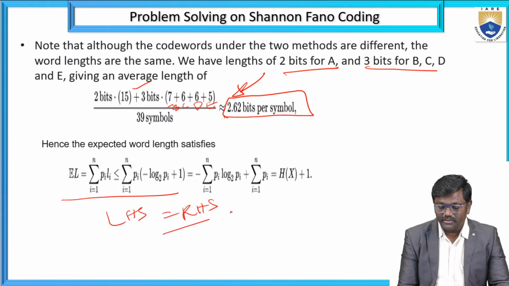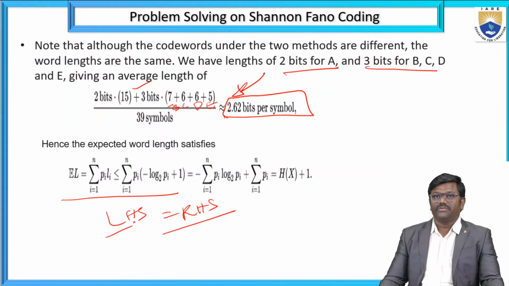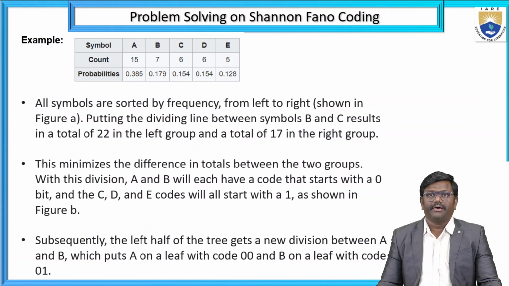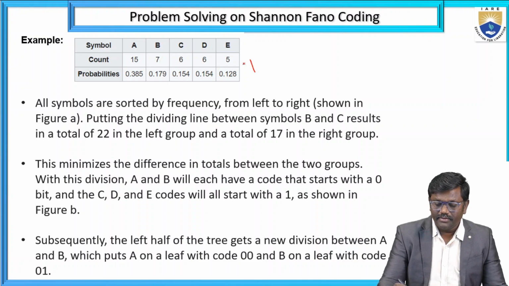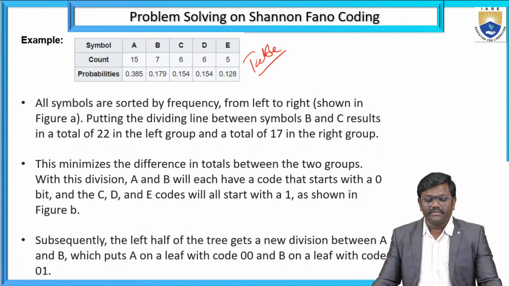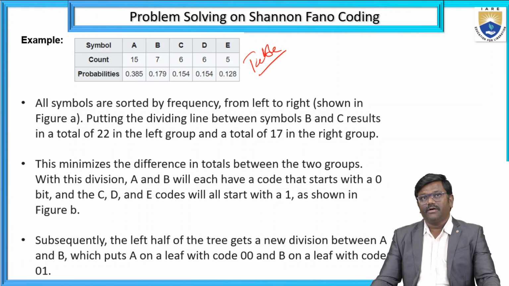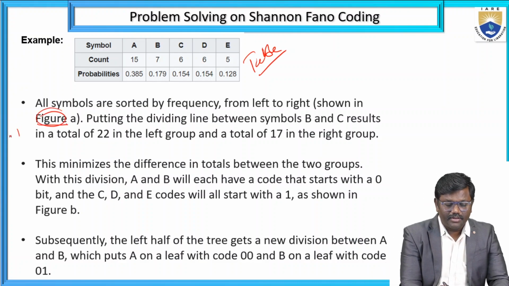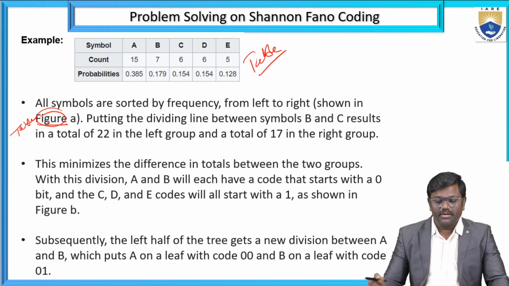What do you mean by this? We have checked both sides. Next, there is another example which you can understand here. A table has been given. What is this table? This is the table which contains the symbols and their counts, probabilities, or frequencies. All symbols are sorted by frequency from left to right, as shown in the table.